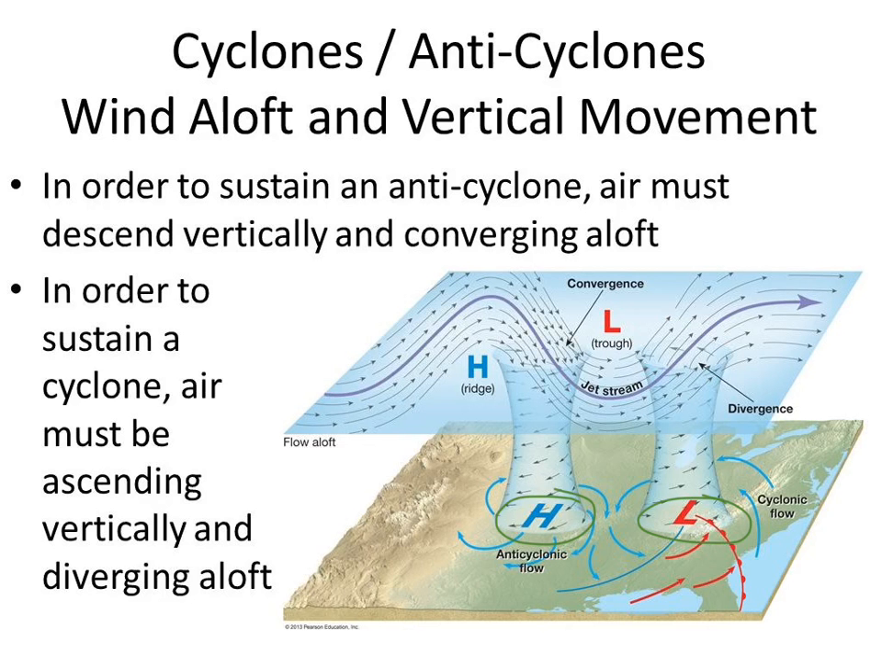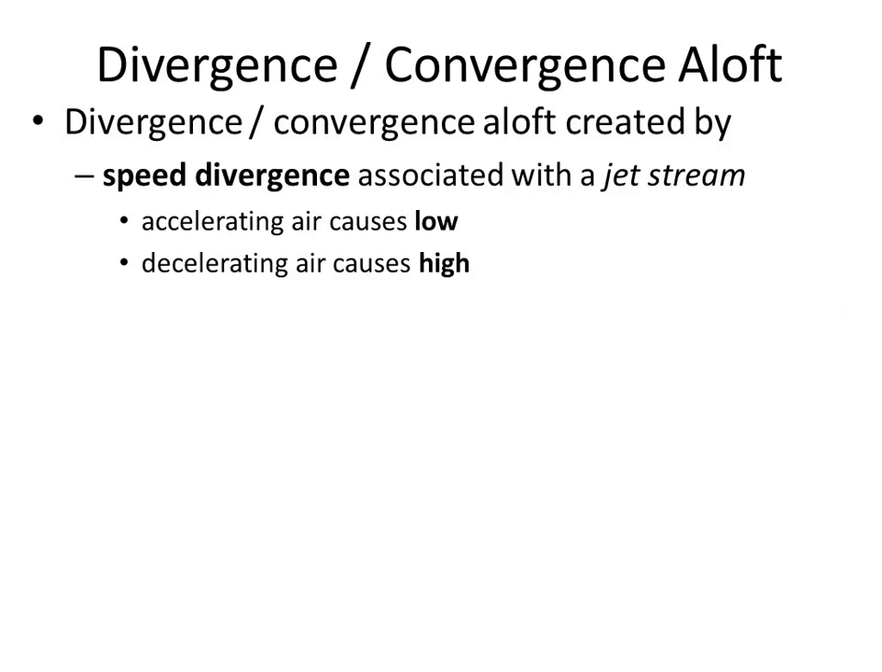So we actually sort of talked about this. Here you see your high is being fed, and here you see that for your low, the air has to rise there to keep it there. Now up at upper elevations, it shows how you get the air coming down to sustain a high, or how you get the air going up to sustain a low. And one way is by speed divergence.